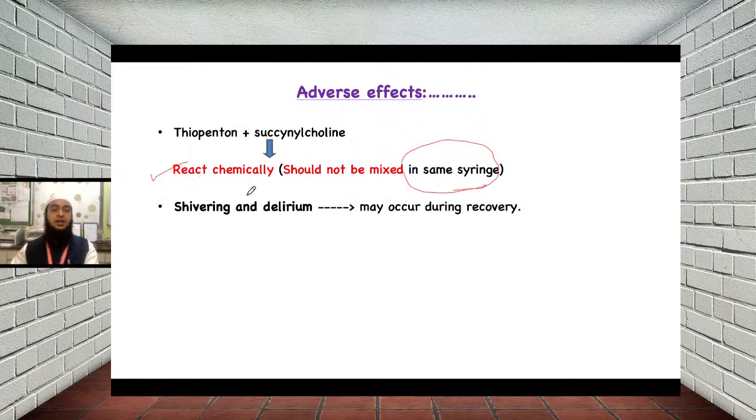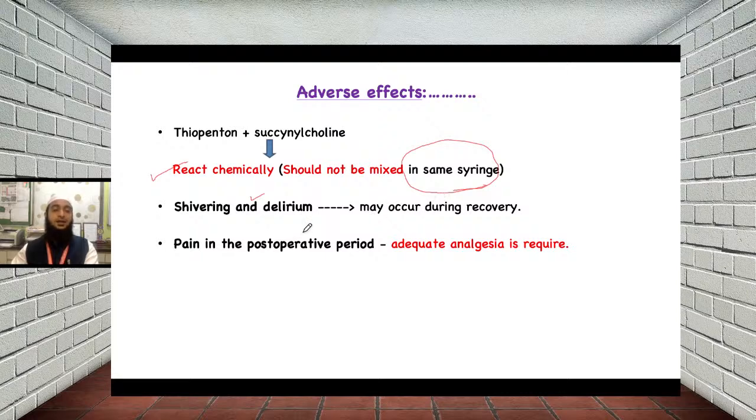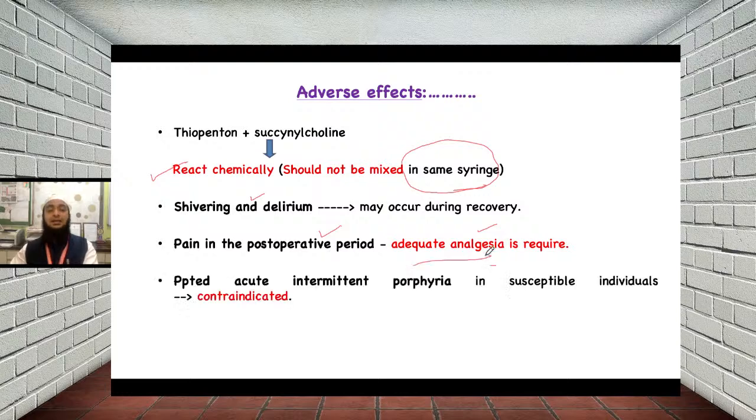The next problems produced are shivering and delirium. It may also occur during recovery as well. That is not an ideal property of a general anesthetic, and it produces pain in the post-operative period. So you need to give adequate analgesia, and this analgesia should be maintained even after the surgery. Once the recovery starts, the patient may start suffering from very severe pain, so you need to give an adequate analgesic drug.